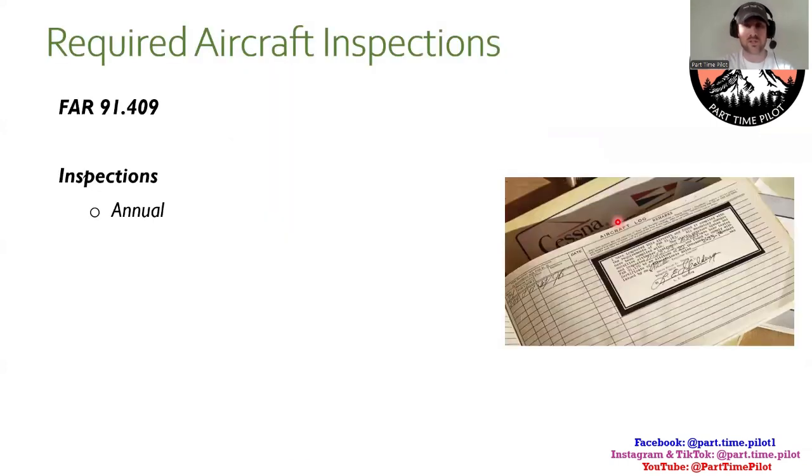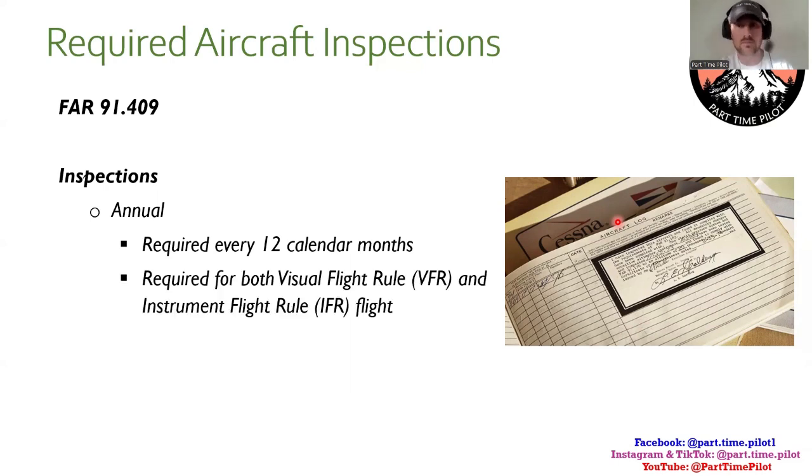So let's go over a little bit more information on each of these, starting with the first A of aviates, which is annual. The annual inspection is required every 12 calendar months. That makes sense. It's an annual. It's required annually, so 12 calendar months. It's required for both visual flight rules and instrument flight rules, so VFR and IFR flight.